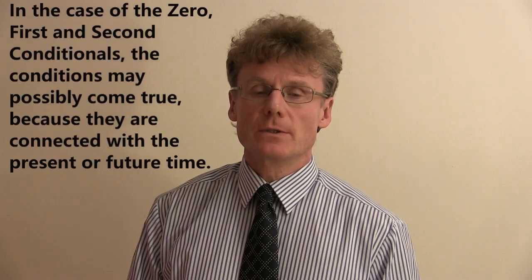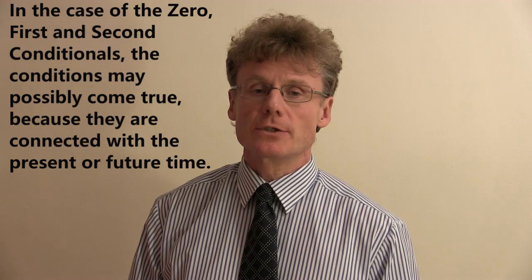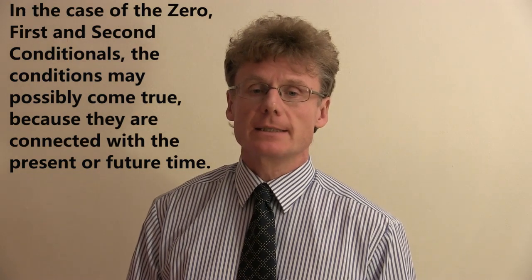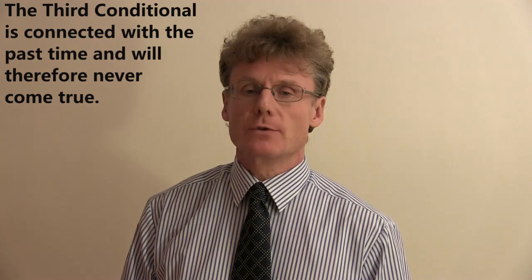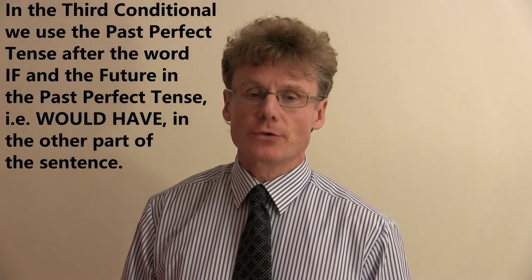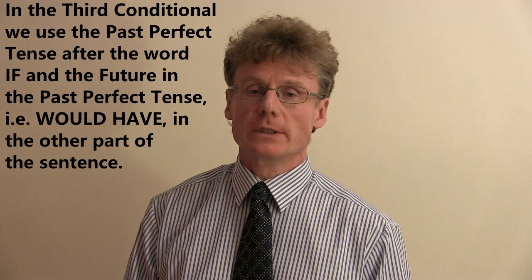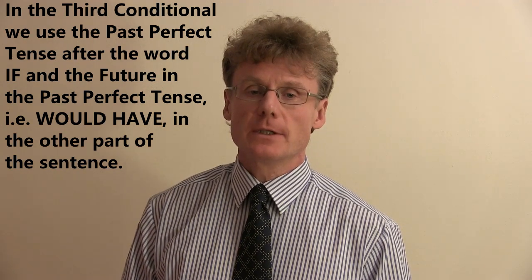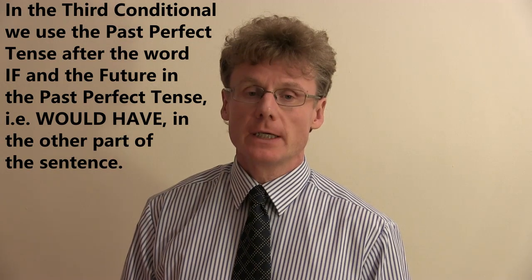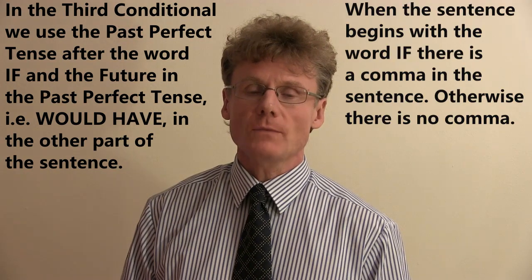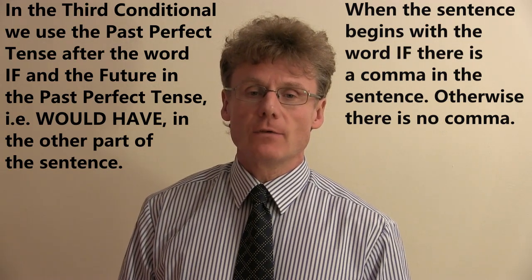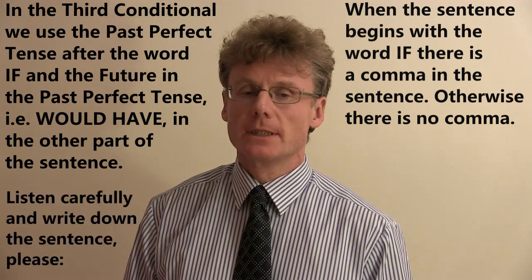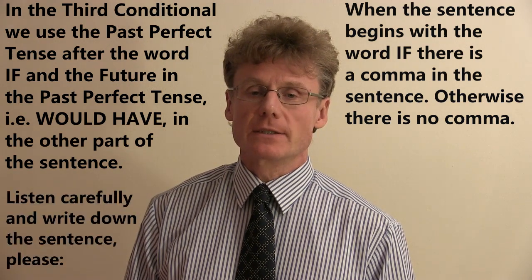In the case of 0, first and second conditionals, the conditions may possibly come true, because they are connected with the present or future time. The third conditional is connected with the past time, and will therefore never come true. In the third conditional, we use the past perfect tense after the word if, and the future in the past perfect tense, i.e. would have, in the other part of the sentence. When the sentence begins with the word if, there is a comma in the sentence. Otherwise, there is no comma. Listen carefully and write down the sentence, please.